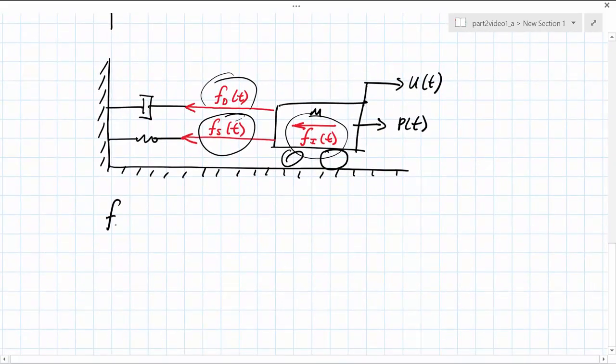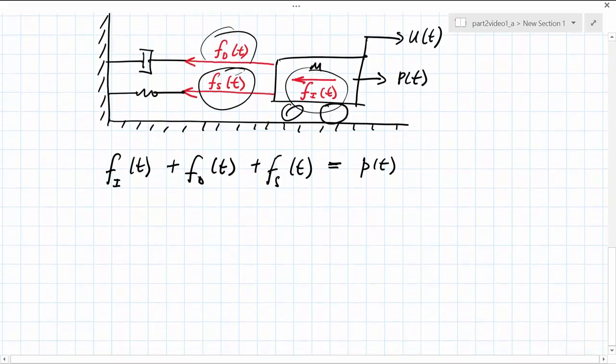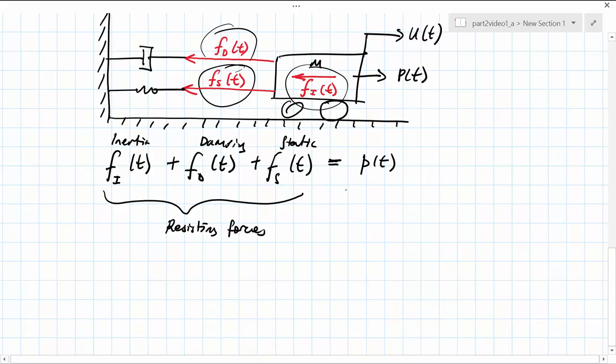Mathematically, the equilibrium can be written down as the inertia force plus the damping force plus the static force equal to the externally applied force. Remembering again that the externally applied force can always be set equal to 0. Collectively, the inertia, damping and static forces are what we call resisting forces. And these are in equilibrium with what we call the excitation force.